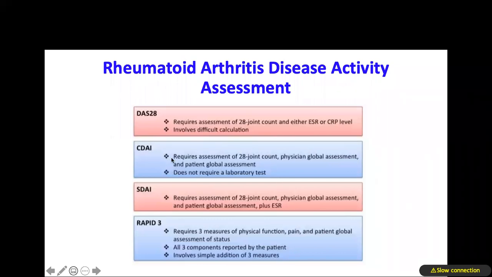And if you don't have an ESR or a C-reactive protein, as is common in our setting, you can use the CDAI. So you don't need to know individual details. If you can note one, and if you can just name the others, that would be more than enough. You're not expected to know the details. You just need to know rheumatoid arthritis has disease activity scores.